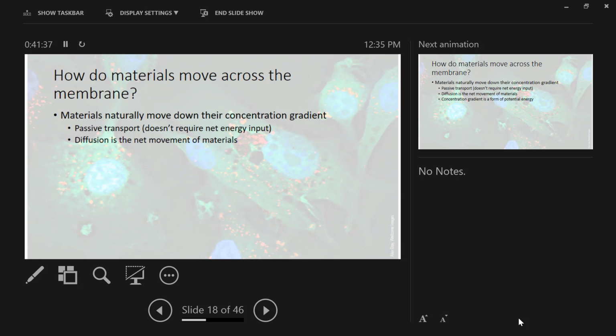So this is called diffusion, the movement of materials down their concentration gradient.